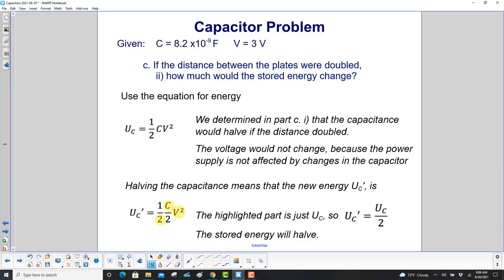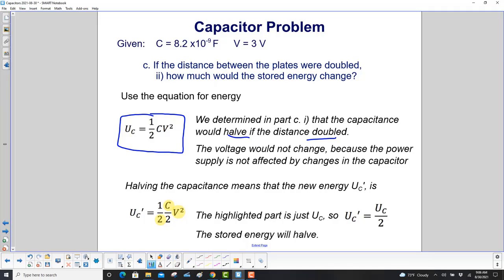Now, how much would the stored energy change? So we use our equation for energy. We just determined on the previous slide that the capacitance would halve if the distance doubled. And again, the voltage would not change because the power supply is not affected by changes in the capacitor.